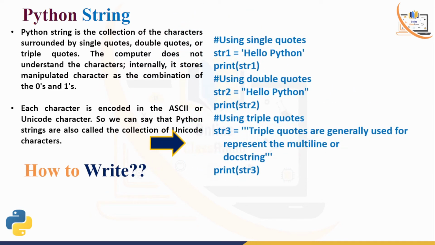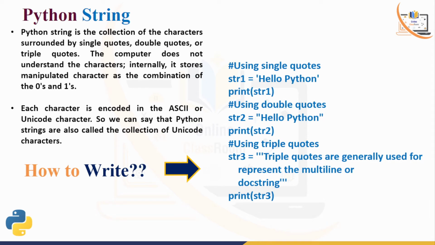Now let's look at some examples of how to write a Python string. In the first line, you can note that in str1 there is Hello Python, written in single quotes. If we want to print this, we just write print str1. There is another way to write a string, using double quotes. The same string we can write using double quotes, and this is str2. If you want to print it, we just write print str2.